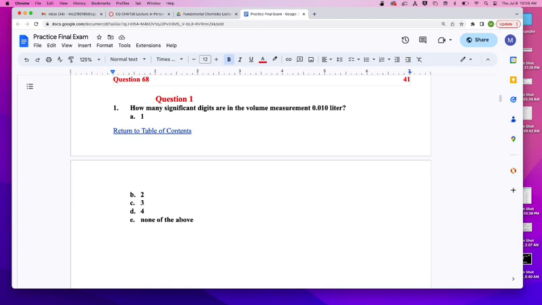And then you get your questions. They're all multiple choice. I believe the practice exam has 68. So you've got 68 potential practice questions that you could go through and work. The intent behind this practice exam was to match the old common final.